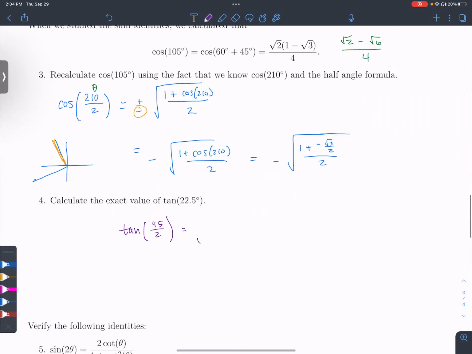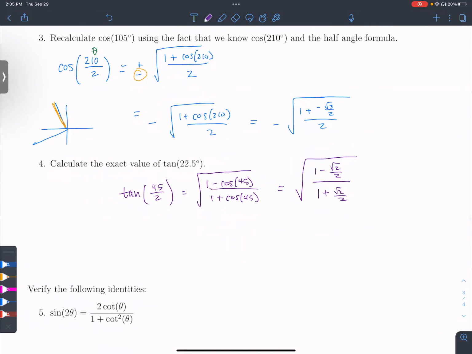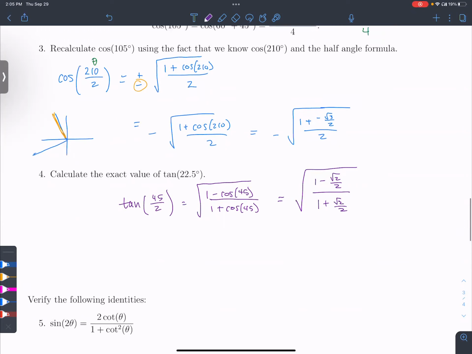We have the square root of 1 minus cosine of 2 theta, so 1 minus the cosine of 45 over 1 plus the cosine of 45. And then you can fill that in as you go. So 1 minus root 2 over 2 over 1 plus root 2 over 2, and then simplifying from there. But recognizing that you can use the half angle identity is the biggest thing there.